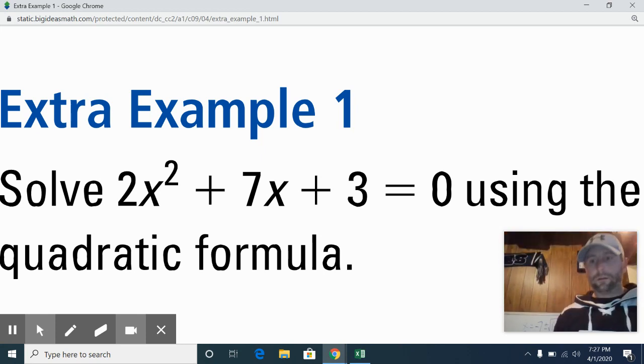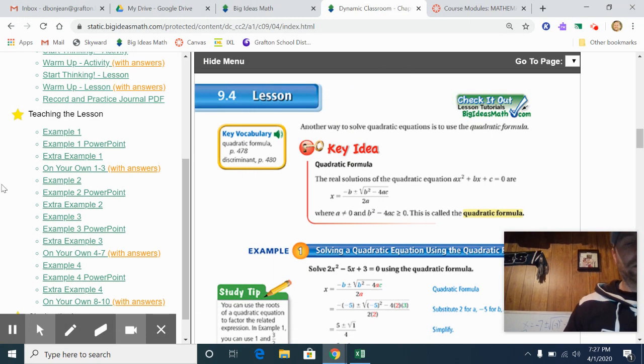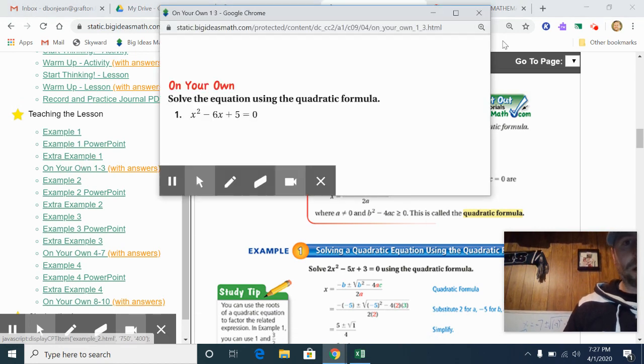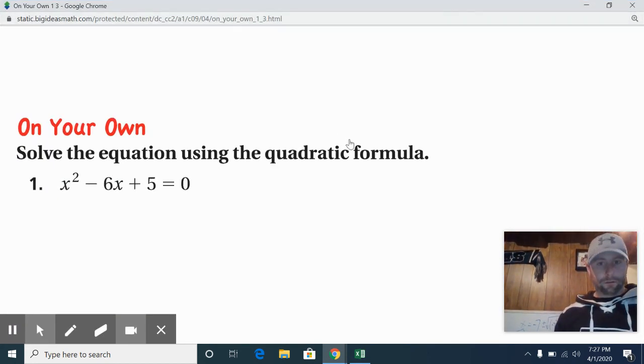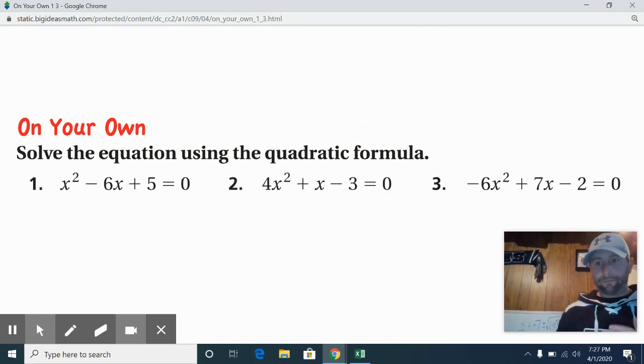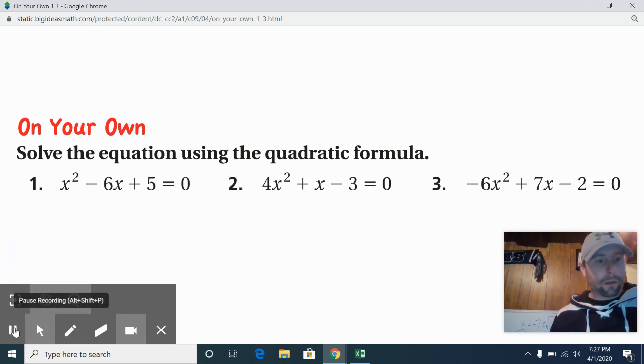Okay. So let's take a look at maybe some on-your-own problems for you guys to give a shot. Okay. So do me a favor, and at this time, we're just going to pause it. I'll have you guys try these 3. And when you come back, answers will be up, and then we'll right away get into your practice. Okay? So pause your video at this time.